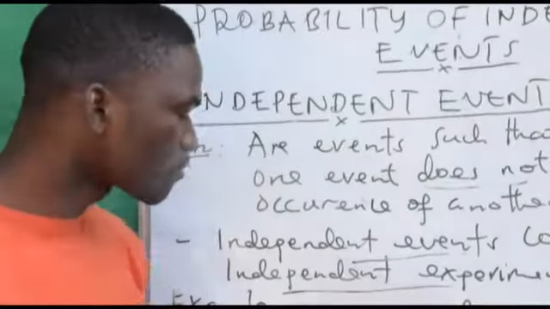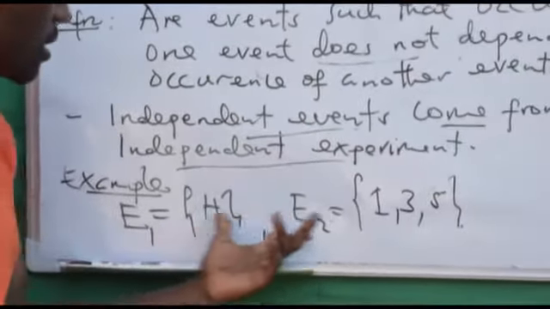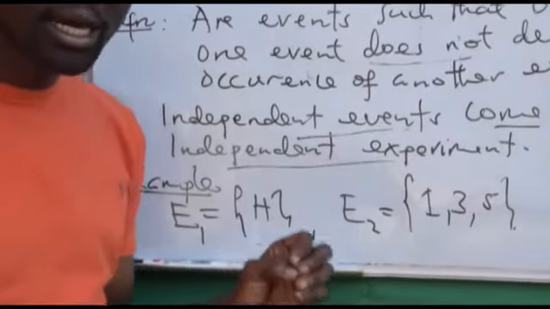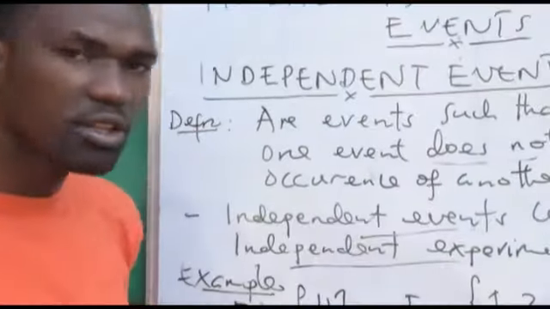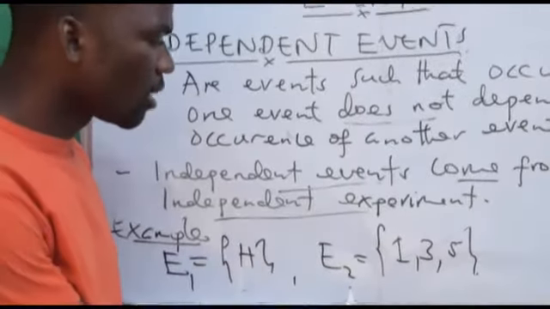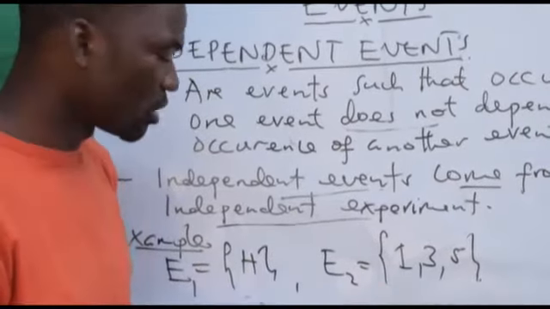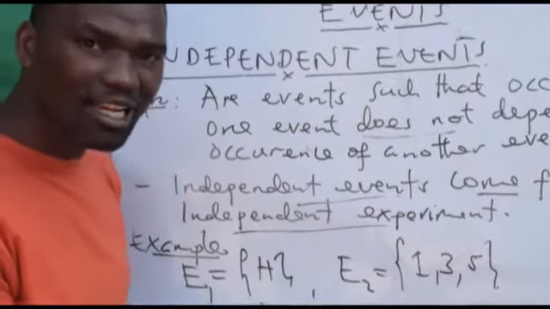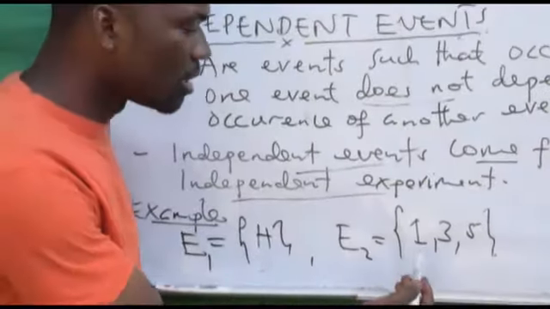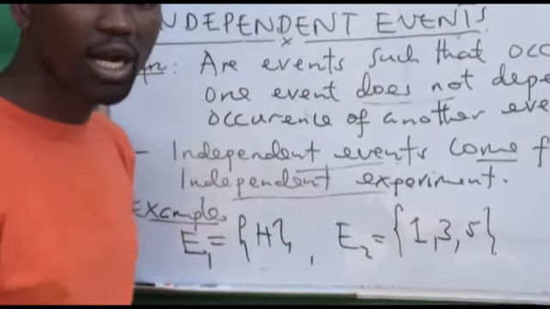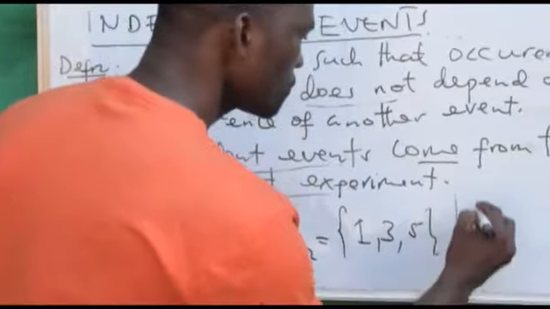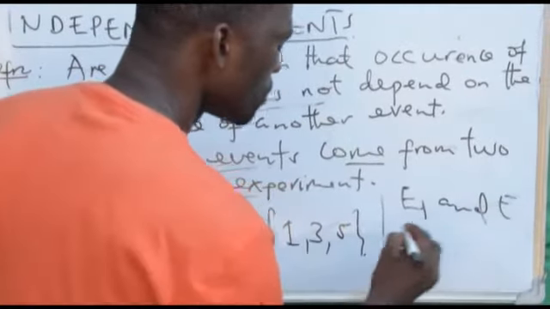Now these are the events coming out of those two experiments. When you roll a die and you toss a coin, the event that a head will appear does not depend on whether an odd number will appear from rolling the die or not. So a head will appear independently, without waiting to see what the die will give. So the two events will occur without depending on one another. This kind of events, E1 and E2, are independent.